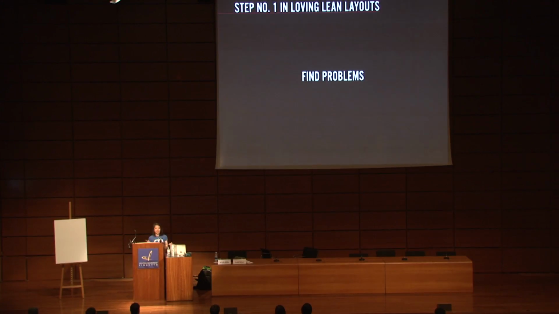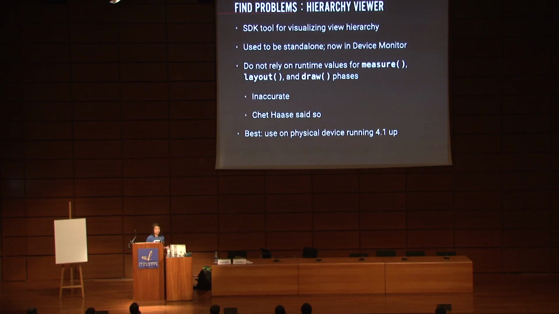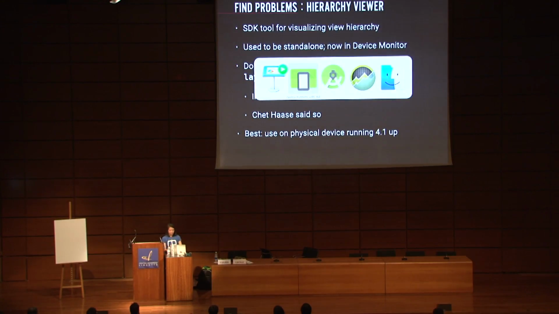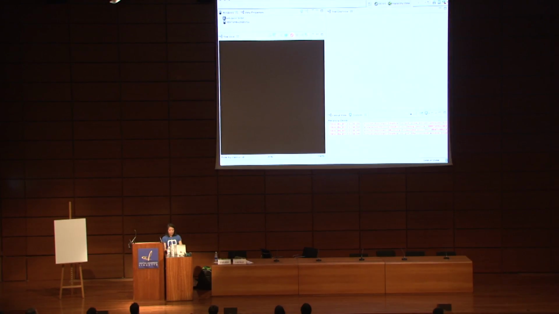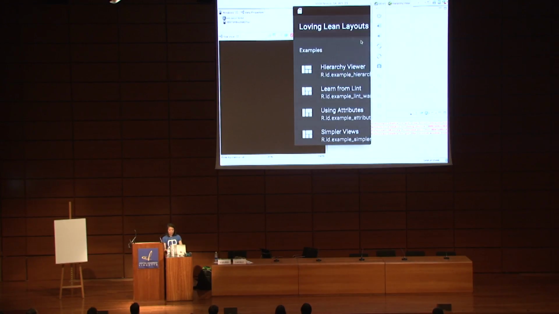So basically, we can have problems in layouts and performance. Not always, but sometimes. So what happens if you do have a problem with your layout's performance? Well, you have to find that problem. And one of the good tools to use to find problems in your layout is the hierarchy viewer. The hierarchy viewer is an SDK tool for visualizing your view hierarchy. It used to be standalone, but now it's part of the device monitor, and you can launch it directly from Android Studio. And I actually wrote a sample application.